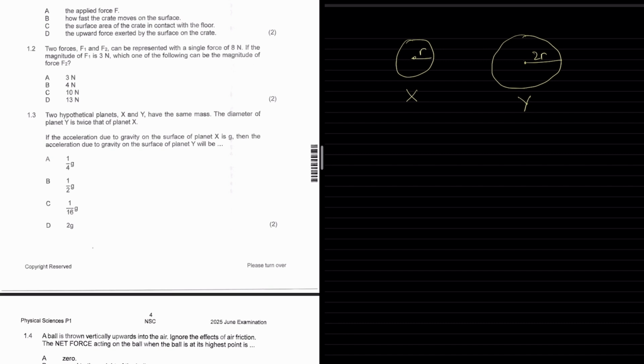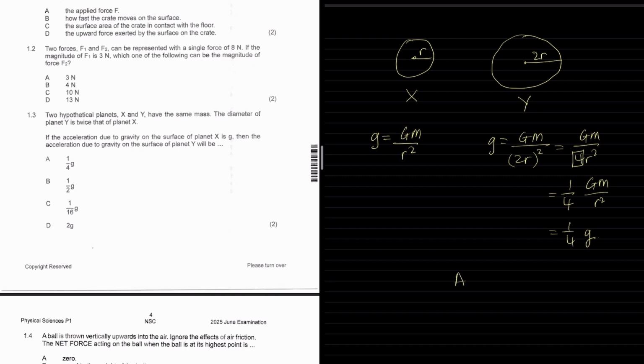If the acceleration due to gravity on the surface of planet X is g, then the acceleration due to gravity on the surface of planet Y will be... Okay, so here I'm going to write g is equal to GM over r squared. And here I'm going to write g is equal to GM, since it's the same mass, divided by 2r all squared. Let's expand this. So that's GM over 4r squared. I'll take this 4 out front. So 1 over 4 GM over r squared. So in other words, a quarter g. So the answer to that question is A.